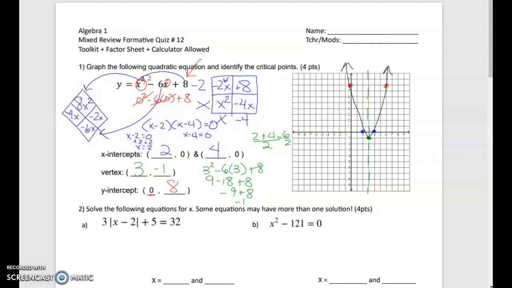On the back, it all starts with factoring. Finding these two x-intercepts. That's the key.